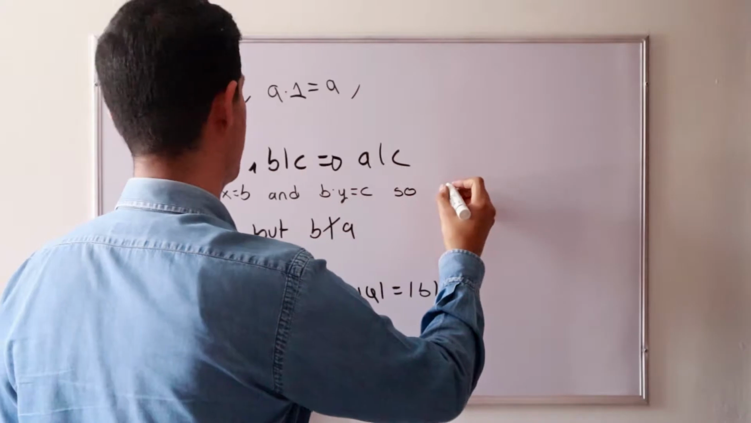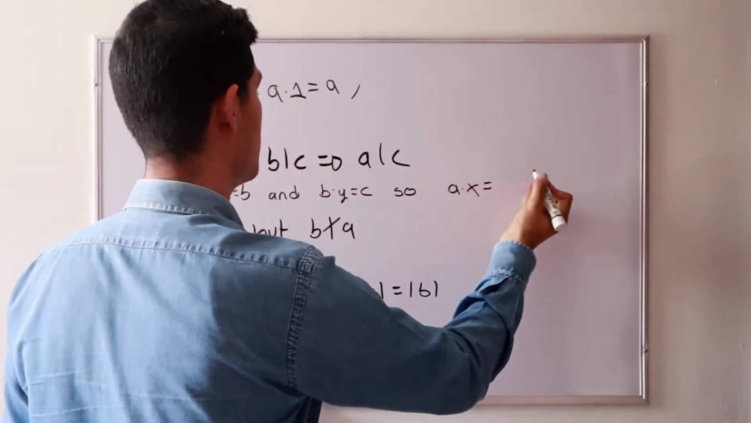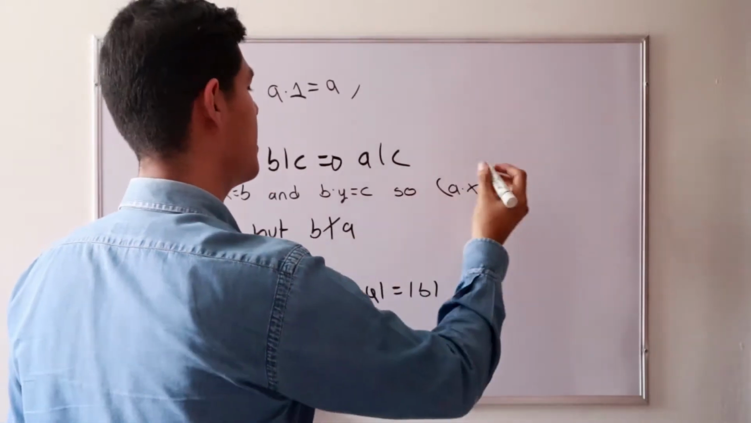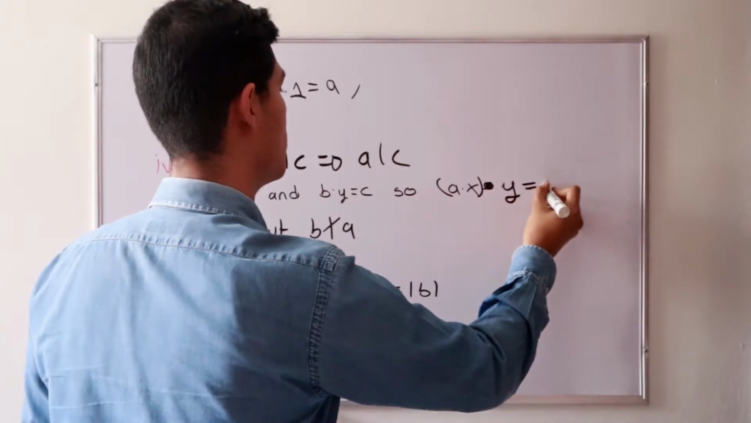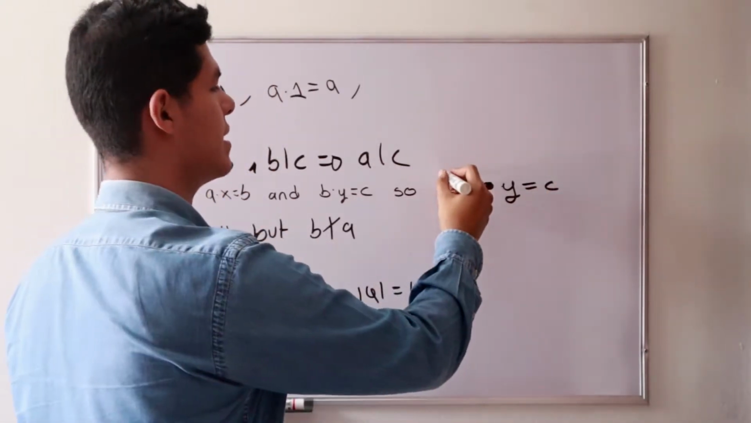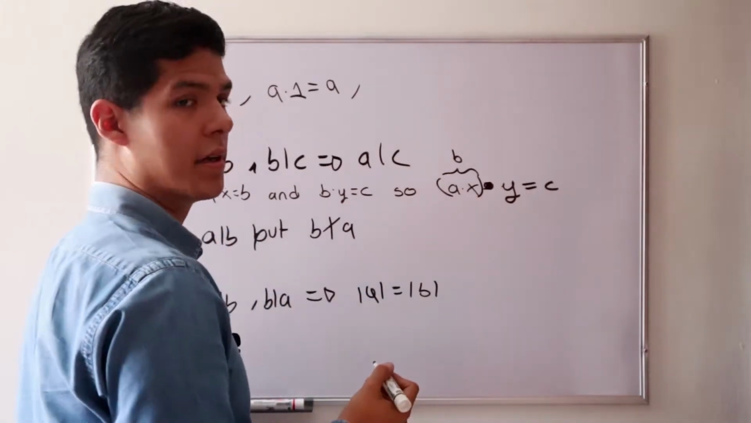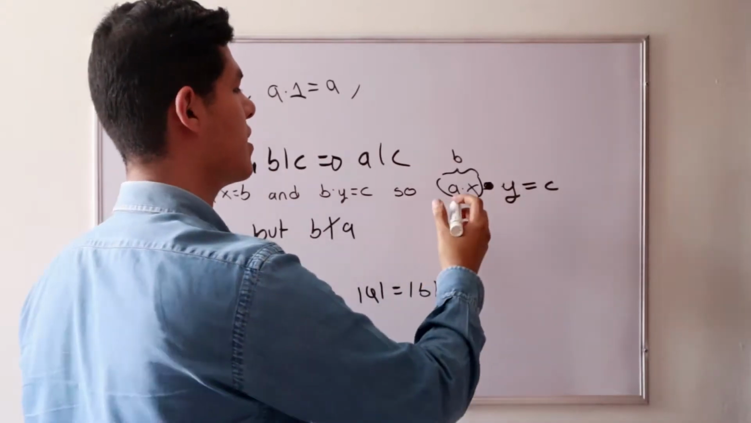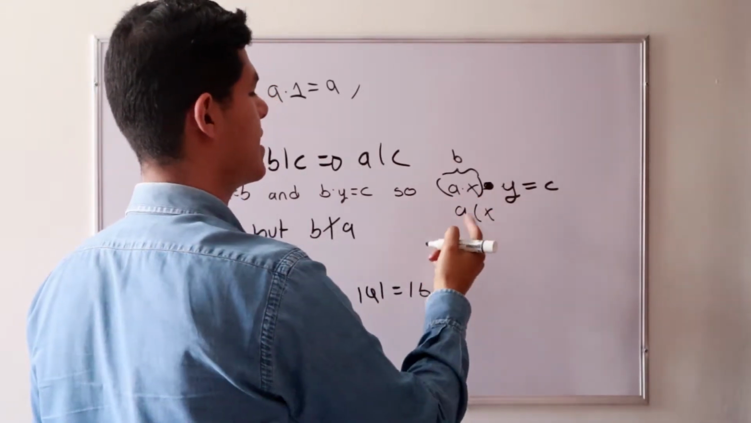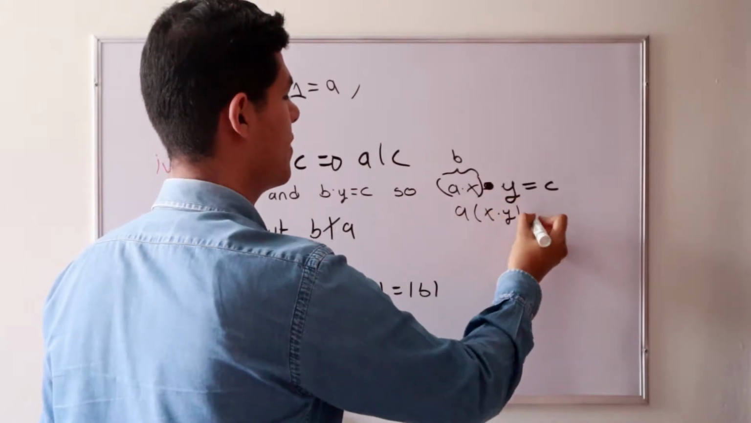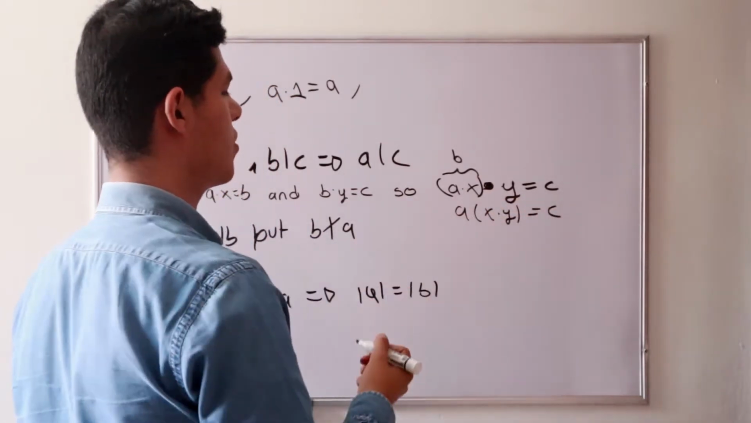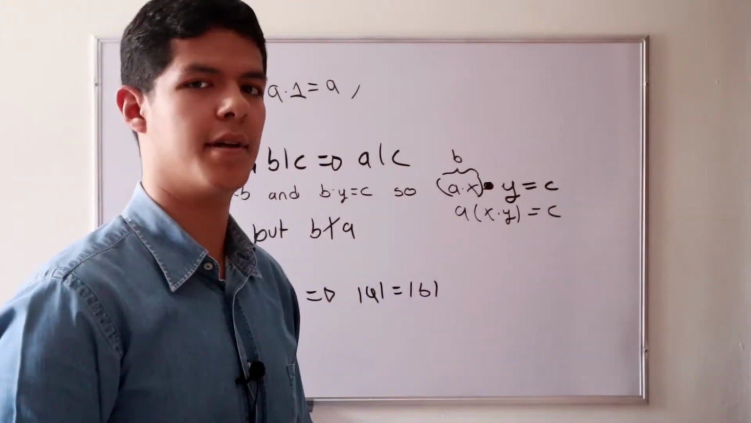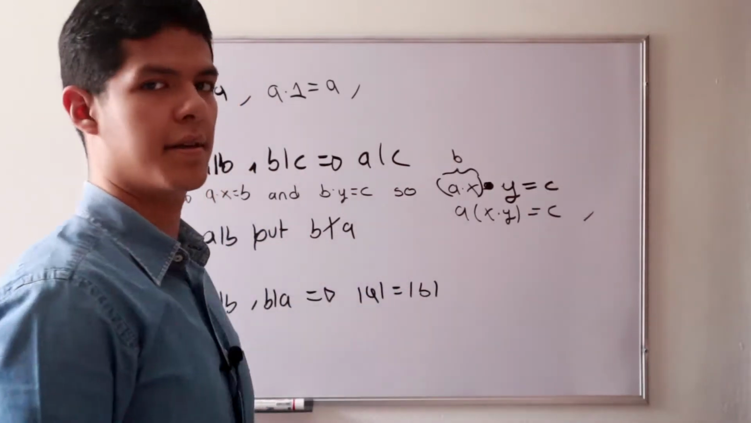So we have A times X, times Y, equals C, because this is the letter B. So the only thing we have to do is to use a property of product, and we have that A times X times Y equals C. Recalling the definition of divisibility, we have that A divides C. So this, guys, is correct.